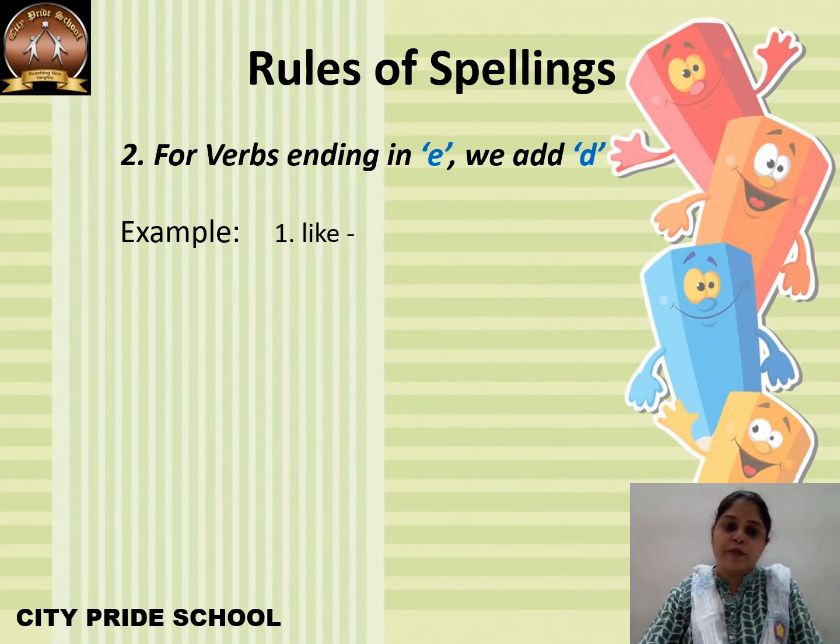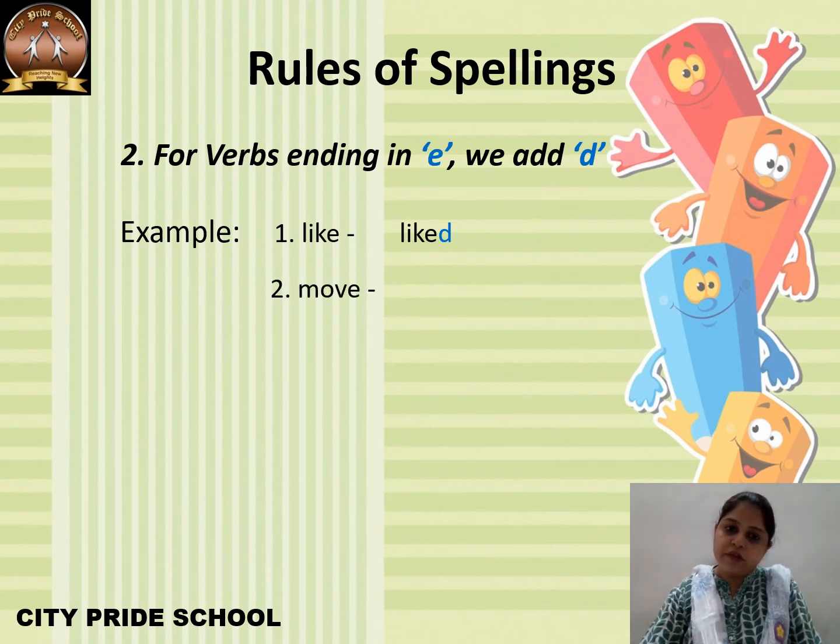Now the first verb is like. Right? So it is ending in E. So that's why to make this verb like, which is in the present tense, to convert it into the past tense, we add D. So it becomes liked. Like is the present tense and liked is the past tense.